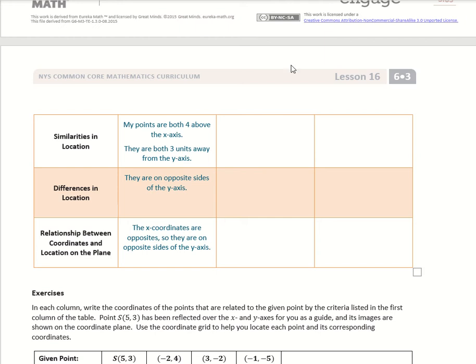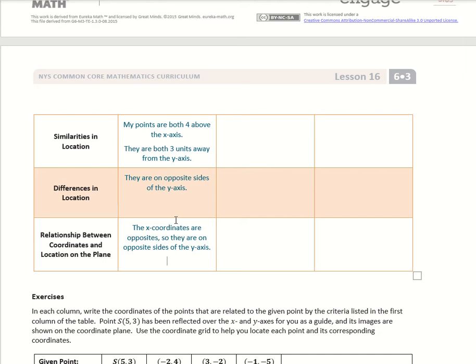That should make sense. One of the things we found out yesterday was that the y-axis is where x is equal to 0. So, of course, my opposite numbers are going to be on opposite sides of 0. They're both the same distance away from 0, just in opposite directions. So they're the same distance away from the y-axis, just in opposite directions.